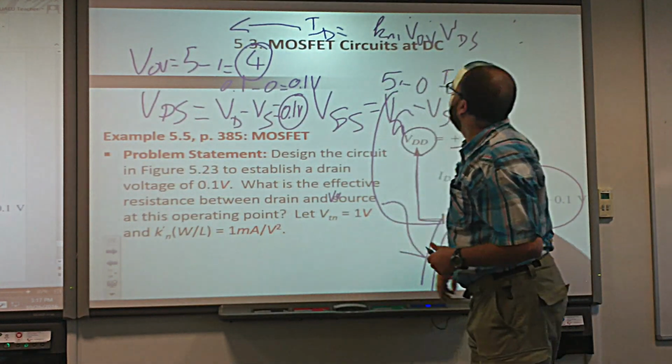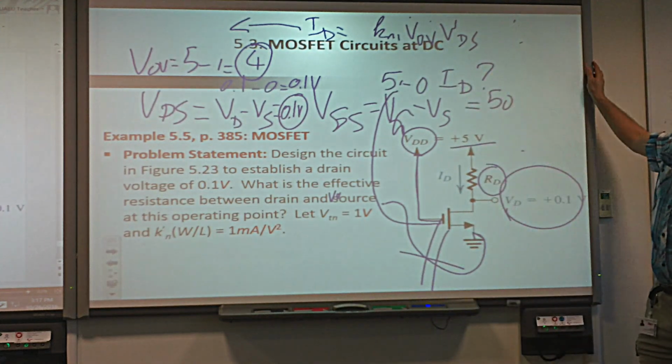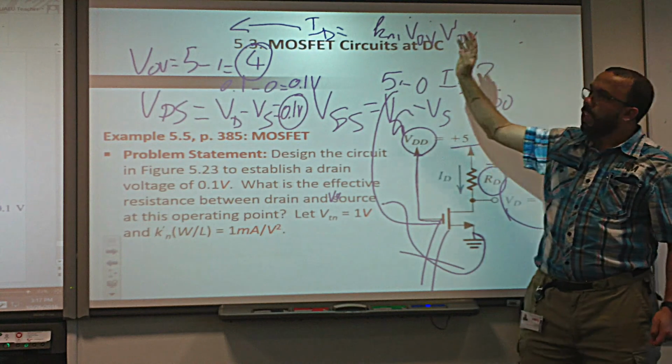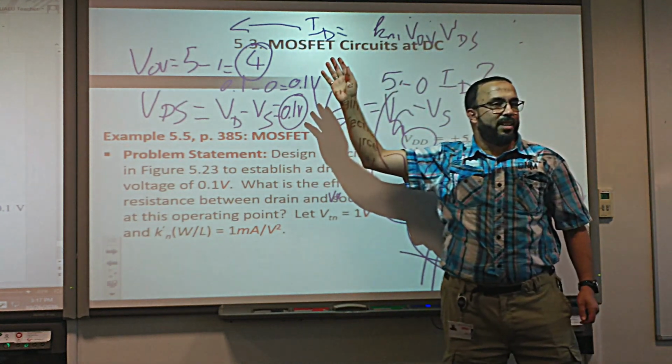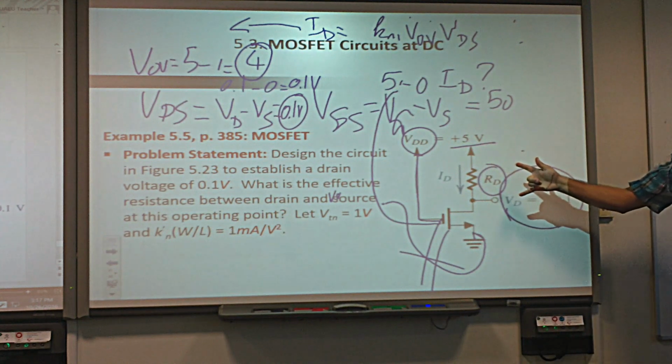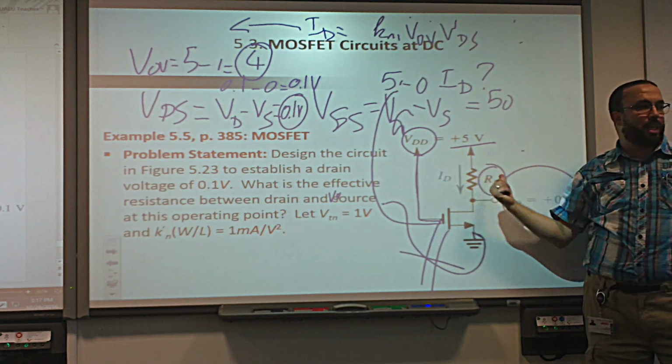So I have this equation. We have everything now. And then we get ID. Once we get ID, we can find RD: delta V, which is this one, divided by ID, gives RD.